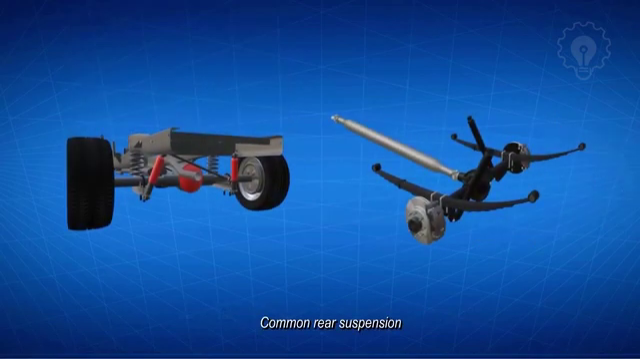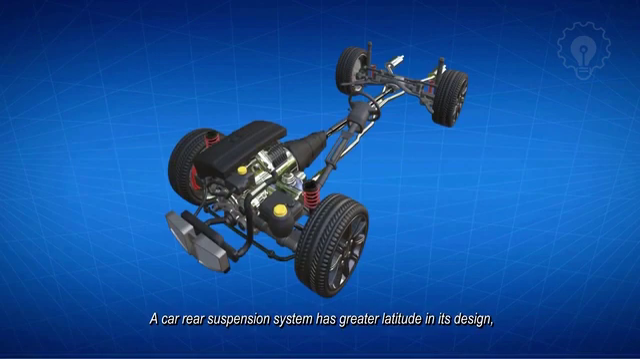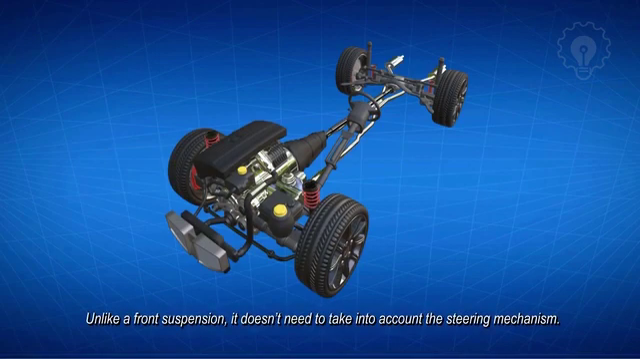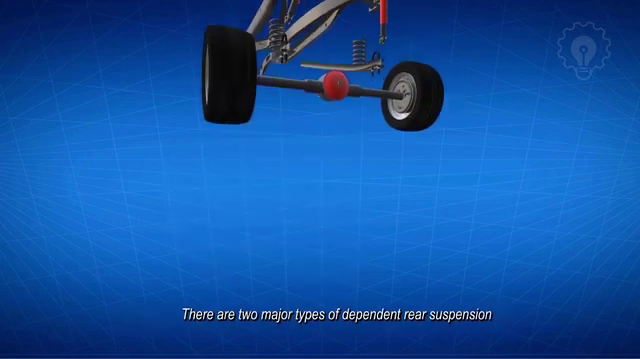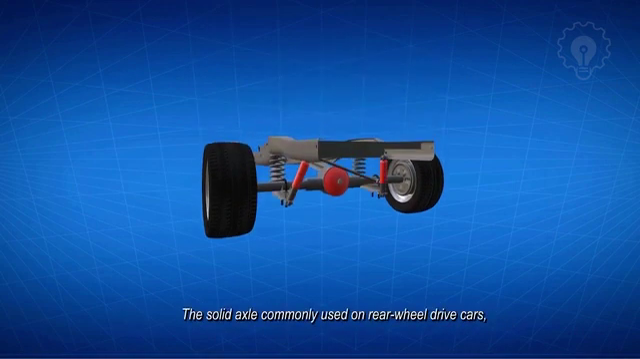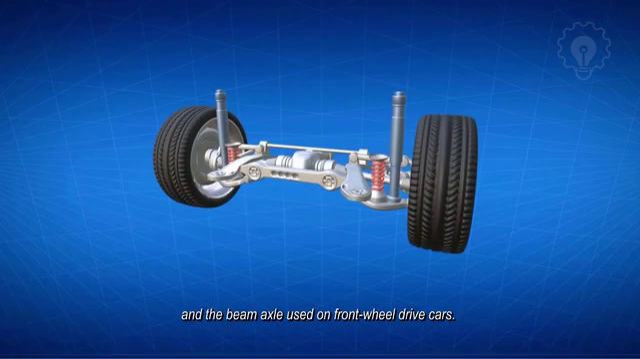Common rear suspensions. A car rear suspension system has greater latitude in its design. Unlike a front suspension, it doesn't need to take into account the steering mechanism. It is common for many cars to use dependent systems for the rear axle. There are two major types of dependent rear suspension: the solid axle commonly used on rear-wheel drive cars, and the beam axle used on front-wheel drive cars.